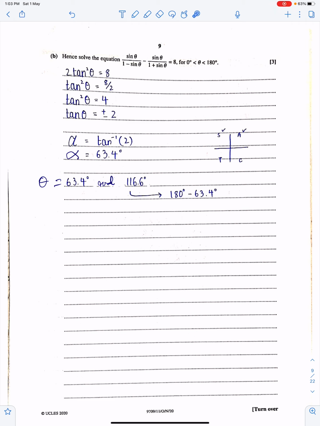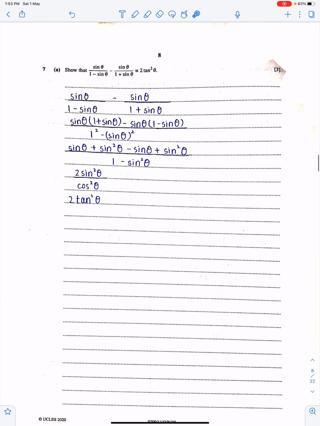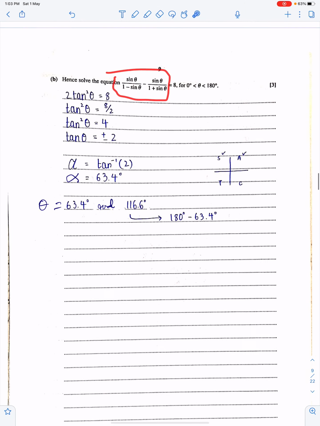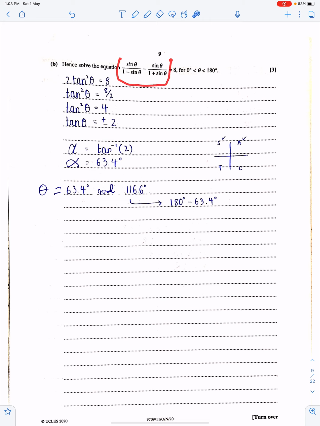Next part. Hence solve the equation. You just need to replace this thing by 2 tan square theta, because we have just proved that this entire thing is 2 tan square theta. So by substituting this entire thing by 2 tan square theta, we have 2 tan square theta equals 8. Finally, we have tan theta equals plus minus 2.